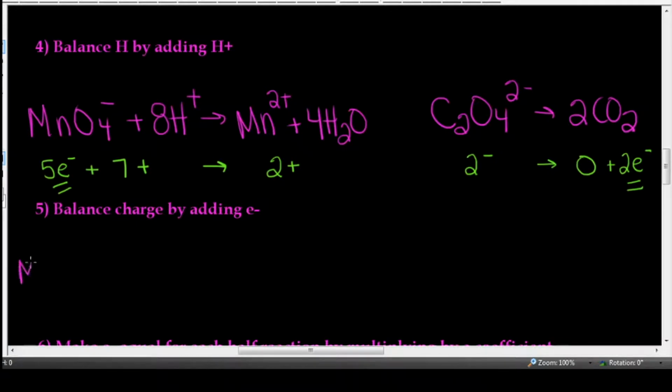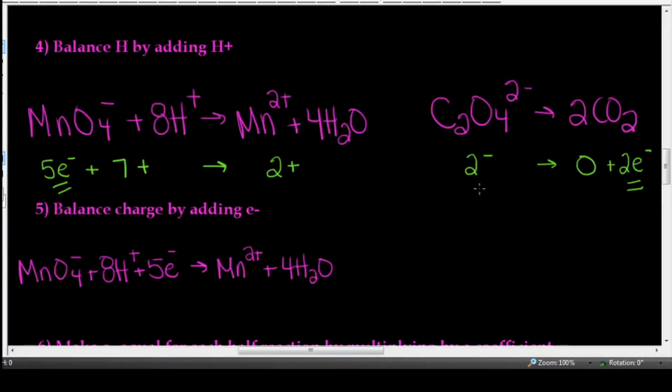So I'm going to look and see MnO4 minus. I'm going to have to start writing smaller so everything fits. 8H plus 5 electrons, becoming Mn2 plus and 4H2O. And this half reaction is going to be C2O4 2 minus, becoming 2CO2 plus 2 electrons.